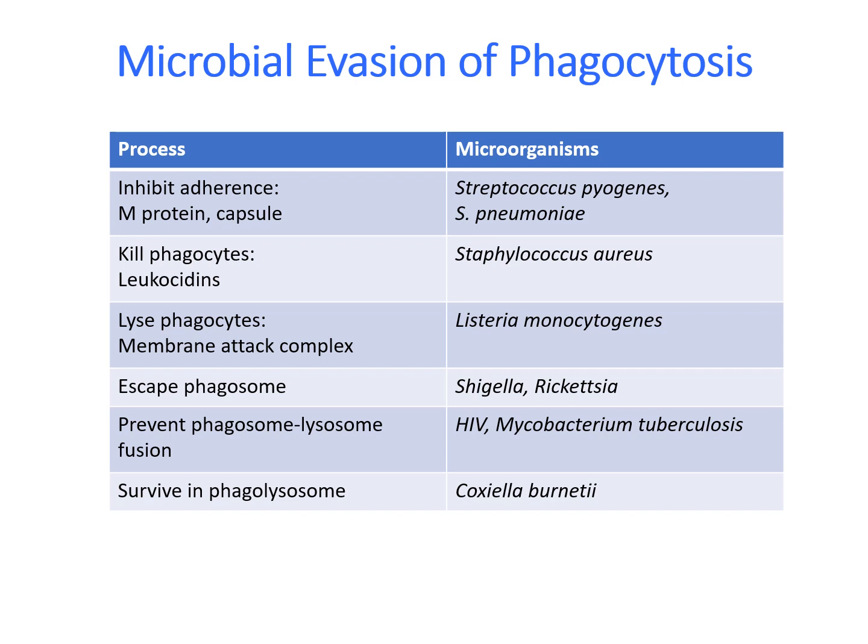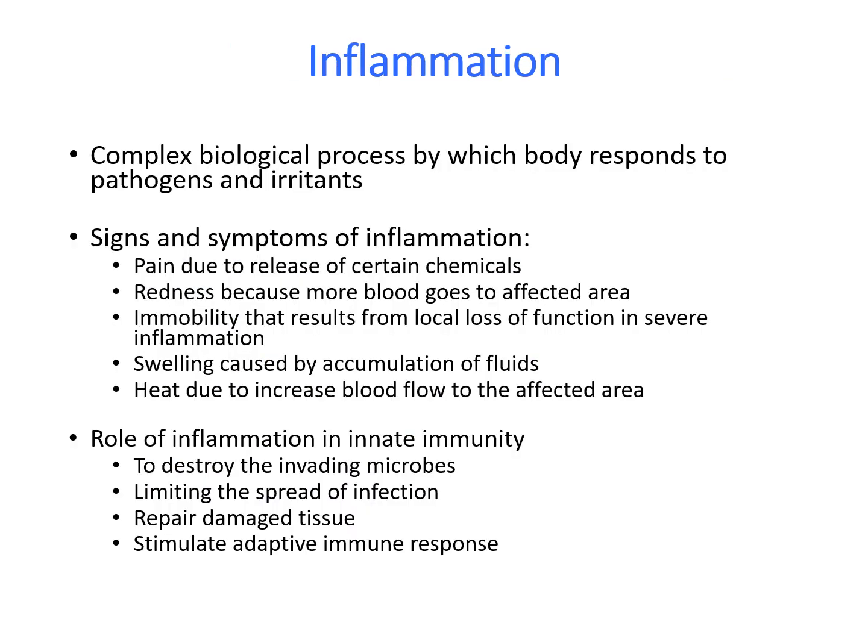Coxiella burnetii is able to survive in the phagolysosome from the action of digestive enzymes. Inflammation is a localized complex biological process by which the body responds to pathogens and irritants. The signs and symptoms of inflammation include pain due to the release of certain chemicals such as histamine, redness due to more blood going to the affected area, immobility that results from local loss of function in severe inflammation, swelling caused by accumulation of fluids due to increased capillary permeability, and heat due to vasodilation, which causes increased blood flow to the affected area.